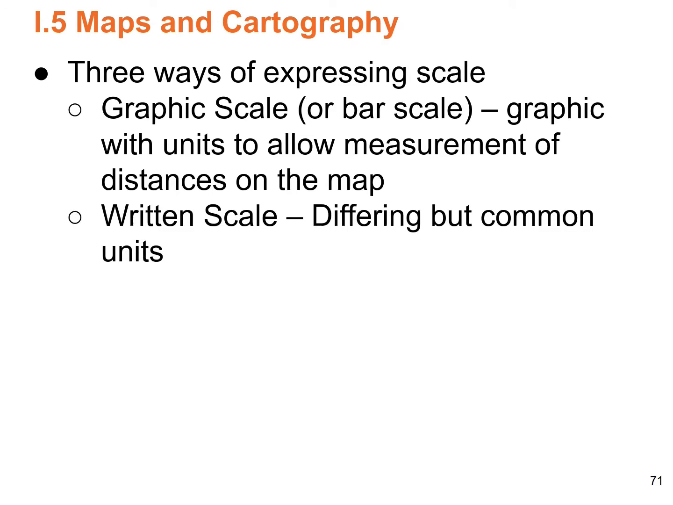And you can also have a written scale, and a written scale has different but common units. So a written scale would be 1 inch equals 1 mile. So the units are different. It's not 1 inch equals this many inches, it's 1 inch equals 1 mile. A written scale would be 1 inch equals 1 mile, and then a representative fraction would be 1 to 63,360. Those would be two different ways of expressing the same map scale. As a written scale, it would be 1 inch equals 1 mile. As a representative fraction, it would be 1 to 63,360.